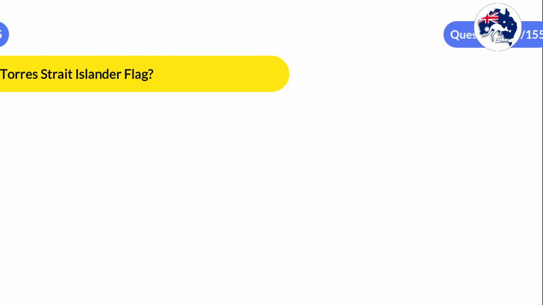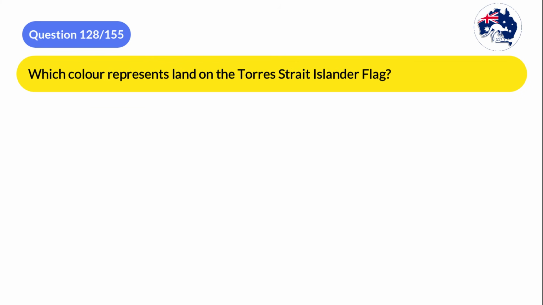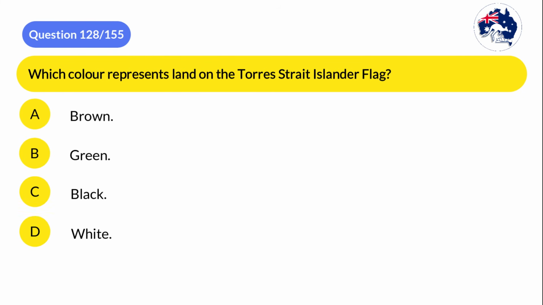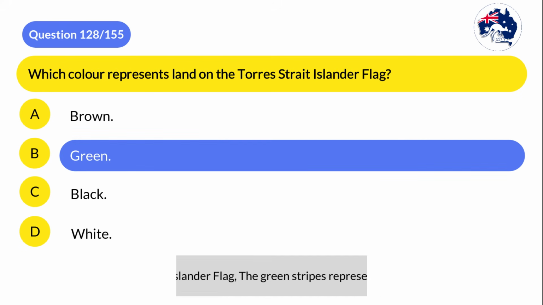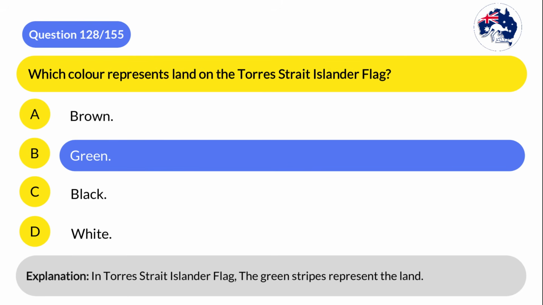Question 128. Which color represents land on the Torres Strait Islander flag? A. Brown. B. Green. C. Black. D. White. The correct answer is B. Green. Explanation: in Torres Strait Islander flag, the green stripes represent the land.